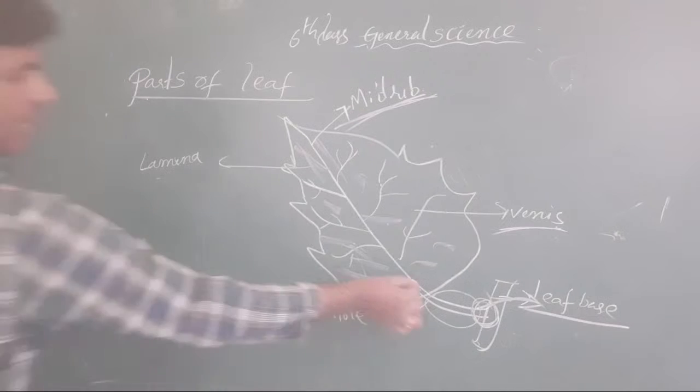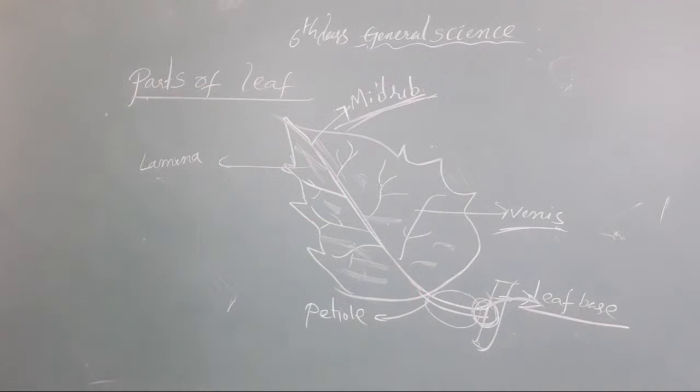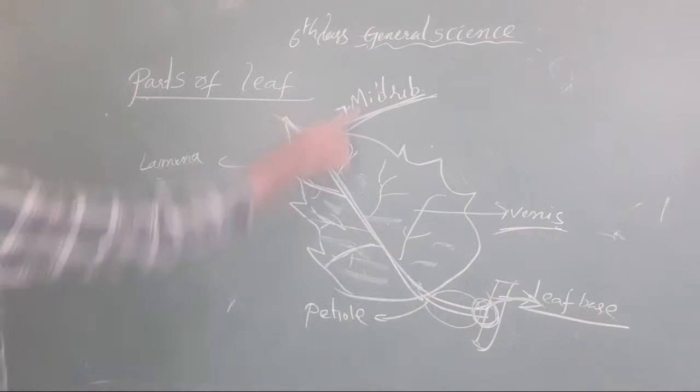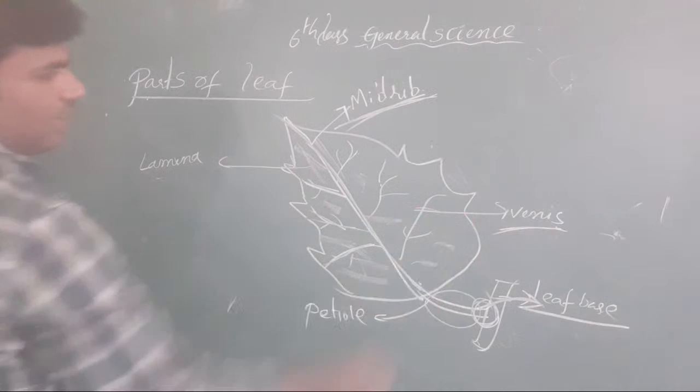Now come to here: what do you call the small line-like structures in the flat portion of the leaf? These small line-like structures. Maybe they are small lines, not a big line, that they are asking. The big line means what? Midrib. The small lines are called veins.